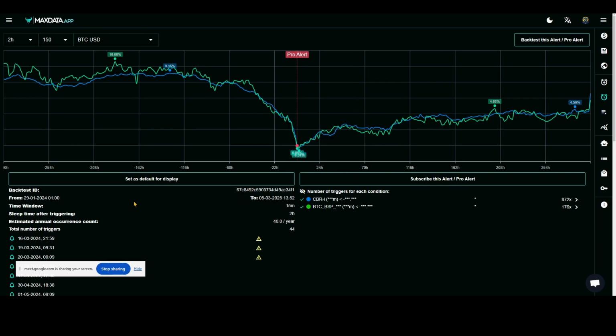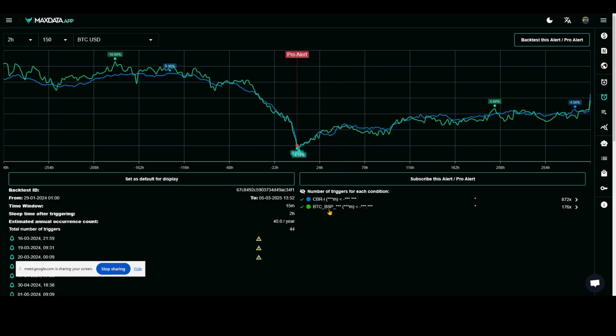So I checked all the way back to 29th of January 2024. So over a year's time, this alert was triggered 44 times so far. And on average, 48 hours after the alert is triggered, the price of Bitcoin goes up by like 2.5%. So statistically speaking, we can assume that if we buy Bitcoin in this moment, we can expect on average 2.5% growth in 48 hours.